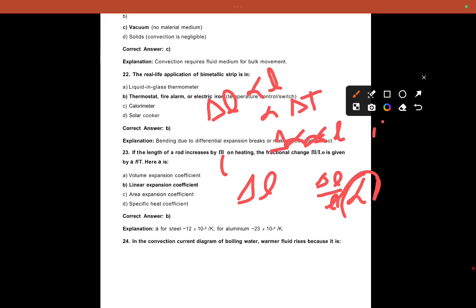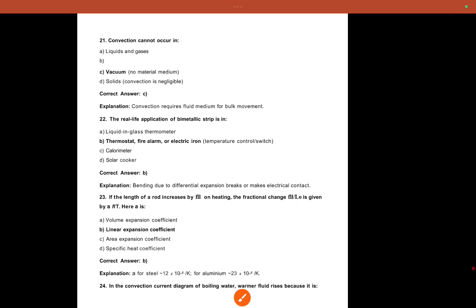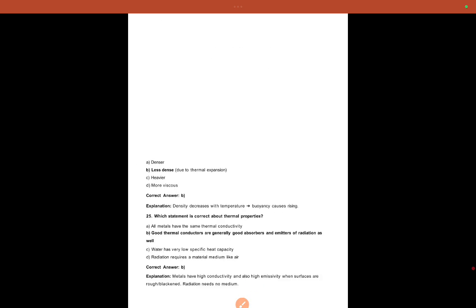Question number 24. In the convection current diagram of boiling water, warmer fluid rises because. We saw a similar question also, I think the second or third question. It is about low density. That's the reason they rise. Density decreases with temperature, so buoyancy causes rising. So your answer is that the fluid is less dense due to thermal expansion. Because of thermal expansion, it becomes less dense.